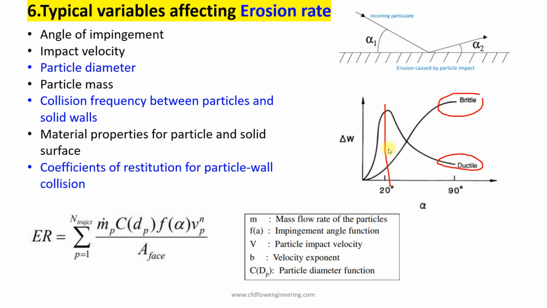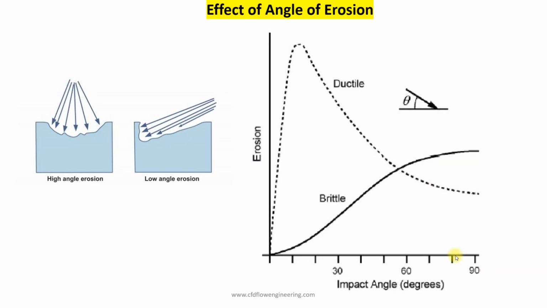At a lower angle, the material removal rate is high for the ductile material, but for brittle material, the removal rate is high when the particles are impinging normal to the surface. Here we can see how the material removal rate is observed at the lower angle and higher angle.